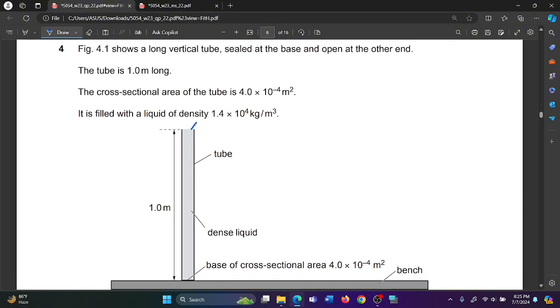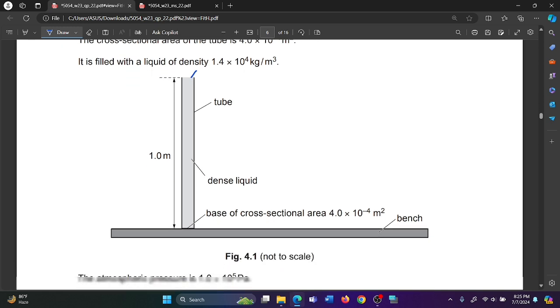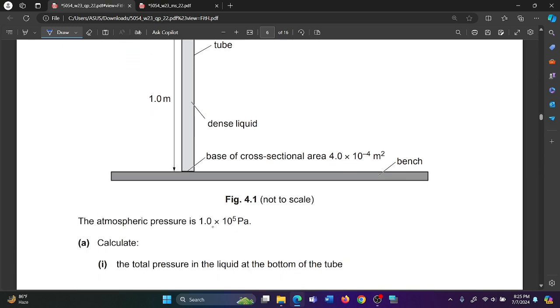This is the open end and this is the base, the sealed base. The tube is 1 meter long. The cross-section area of the tube is 4.0 × 10^-4. So the base cross-section area is 4 × 10^-4 meters. It is filled with a liquid of density 1.4 × 10^4 kg per meter cube, the density of the liquid inside the tube. And we are told the atmospheric pressure is 1 × 10^5 pascals.